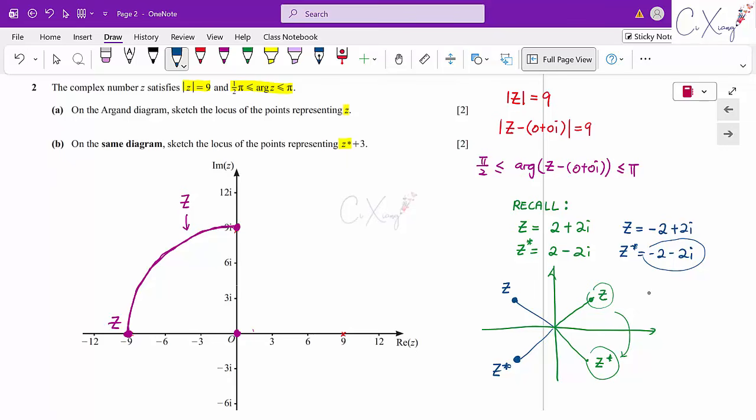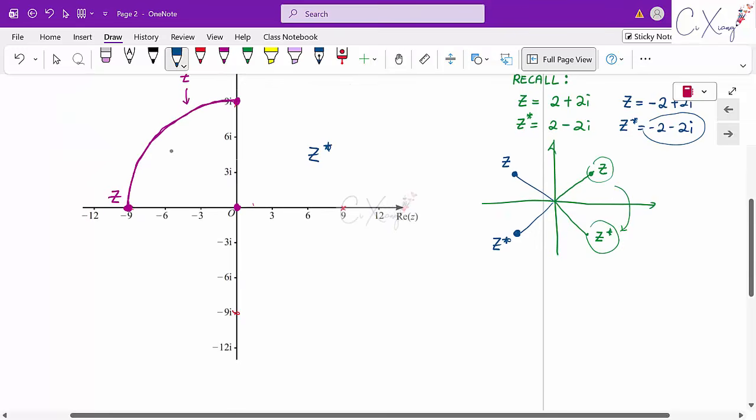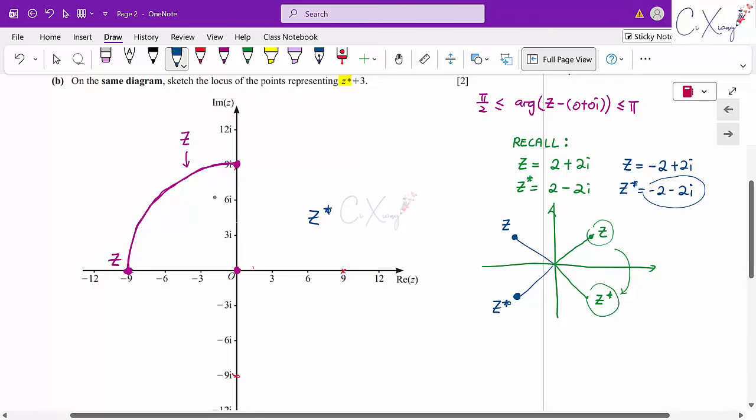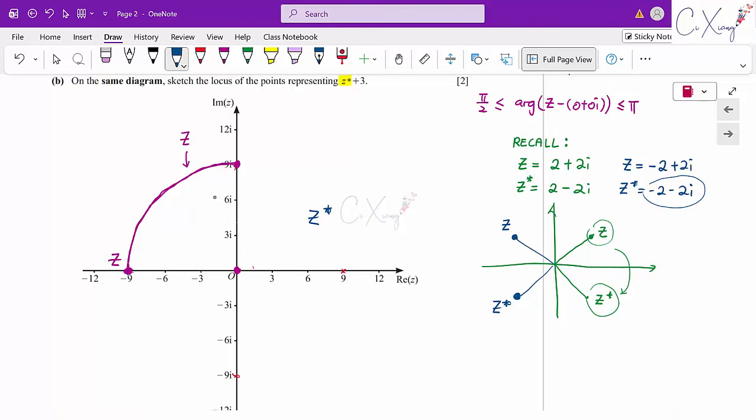Then let's come back to this particular z here. In part A, my z is this purple graph, right? How about if I want to sketch z conjugate according to what I have here? The z conjugate will be the reflection of z through the x-axis. So your z conjugate should be something like this. But this is not my final answer, because they are asking for z conjugate plus 3.